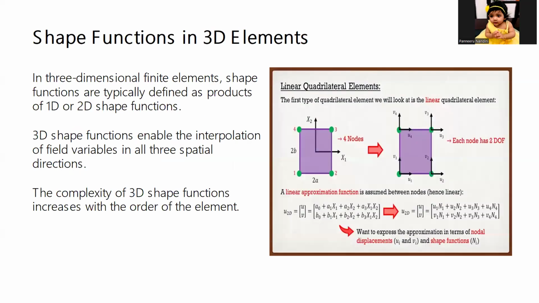Shape functions in 3D elements. In three-dimensional finite elements, shape functions are typically defined as products of 1D or 2D shape functions. 3D shape functions enable the interpolation of field variables in all three spatial directions. The complexity of 3D shape functions increases with the order of the element.